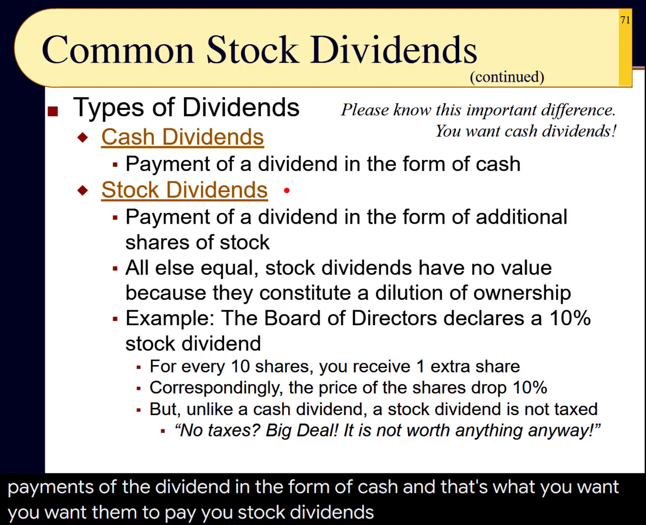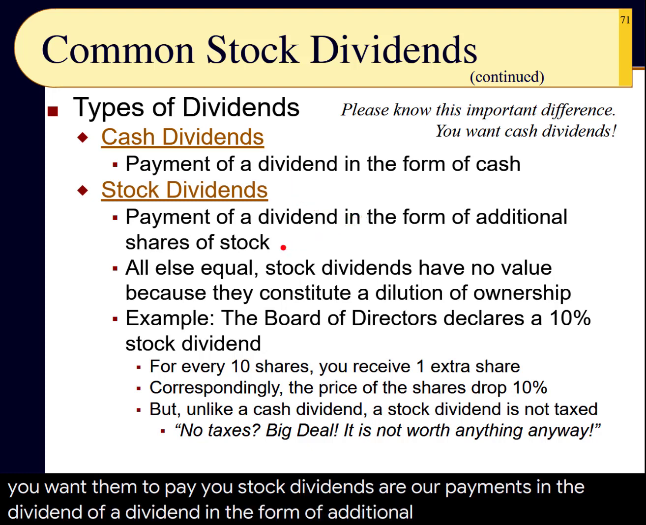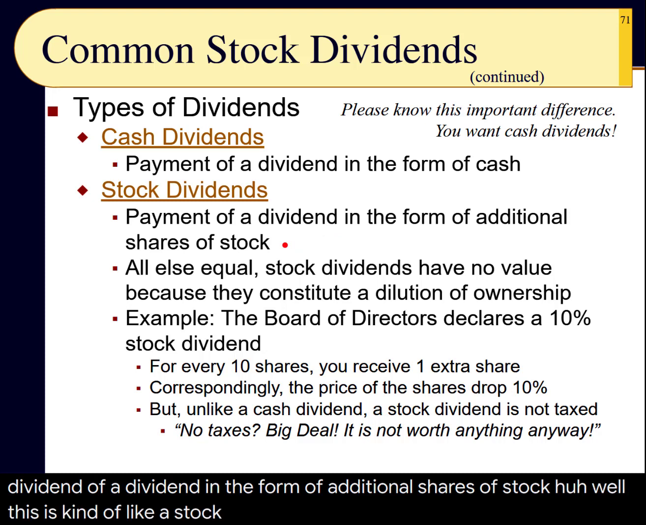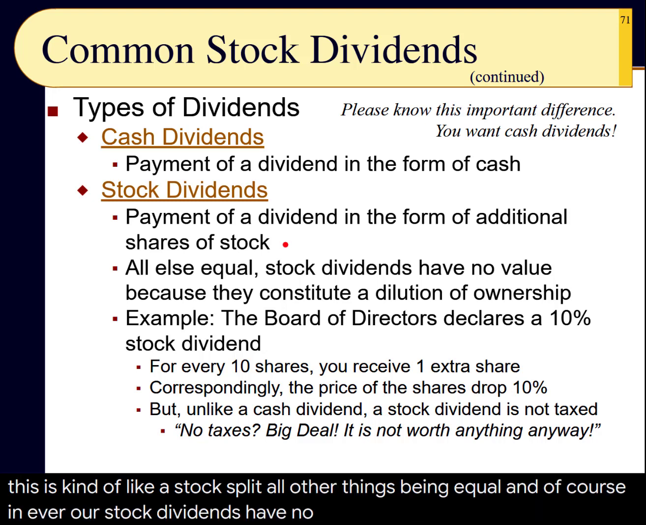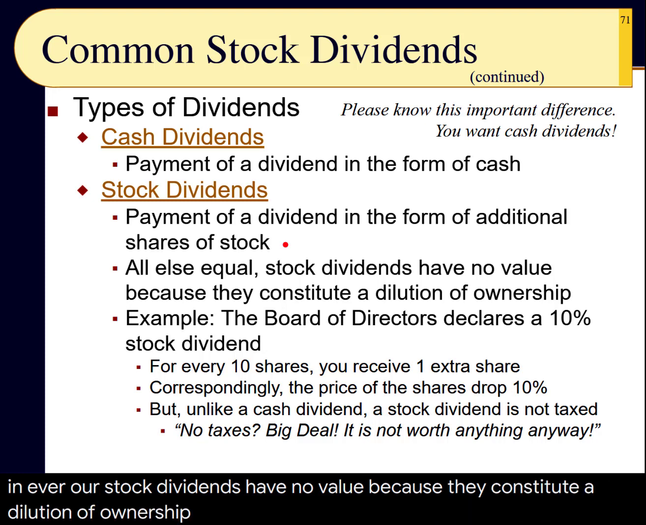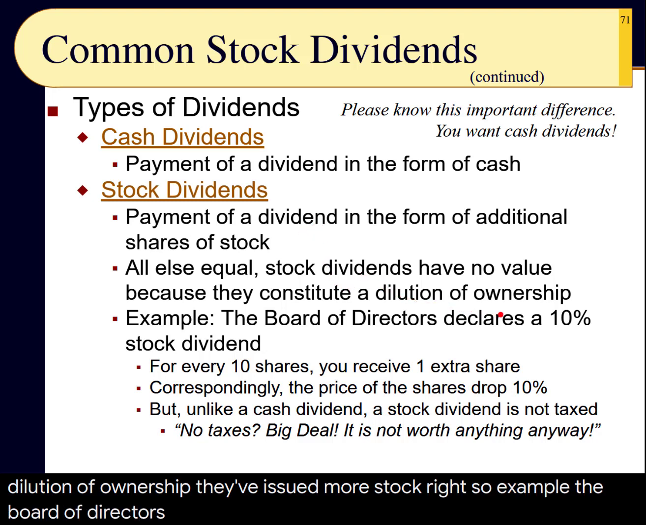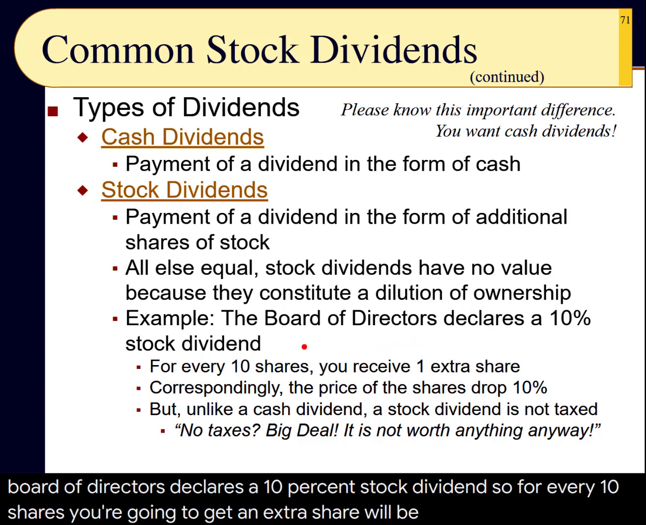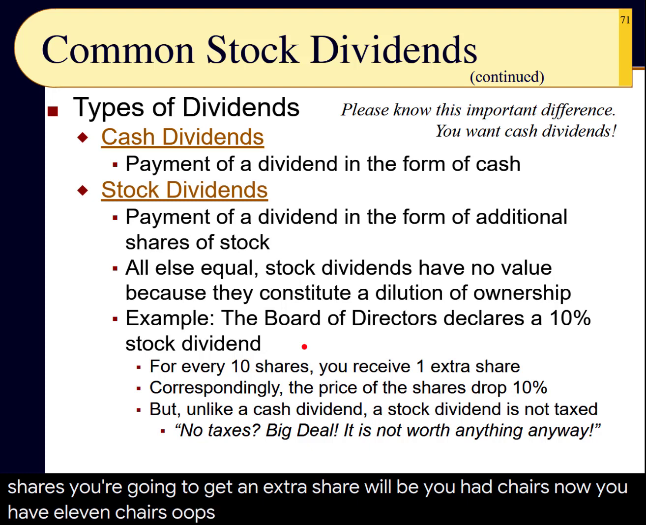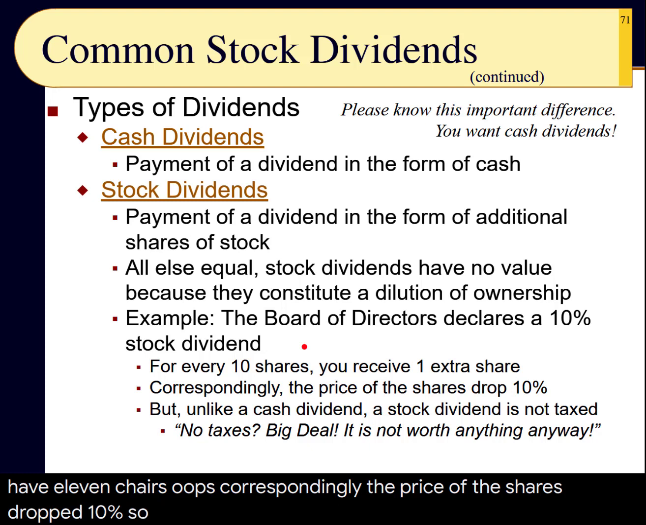Stock dividends are payments of a dividend in the form of additional shares of stock. Huh? Well, this is kind of like a stock split. All other things being equal, and of course they never are, stock dividends have no value because they constitute a dilution of ownership. They've issued more stock. Right. So for example, the board of directors declares a 10% stock dividend. So for every 10 shares, you're going to get an extra share. Whoopee! You had 10 shares, now you have 11 shares? Oops. Correspondingly, the price of the shares dropped 10%. So there's no change in value. It's an accounting maneuver again.